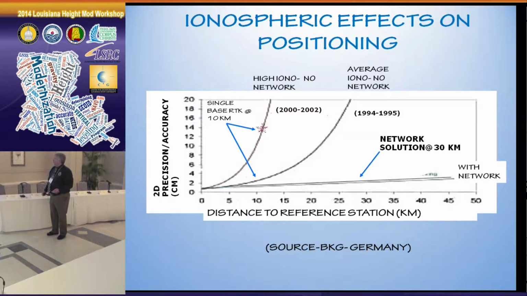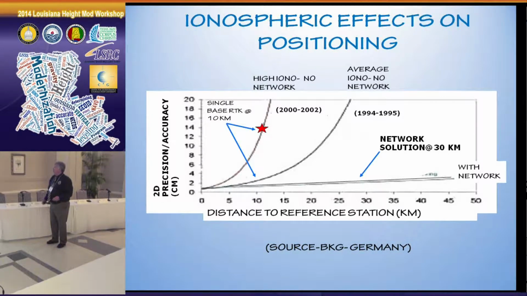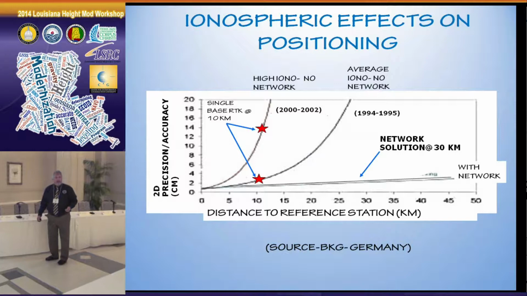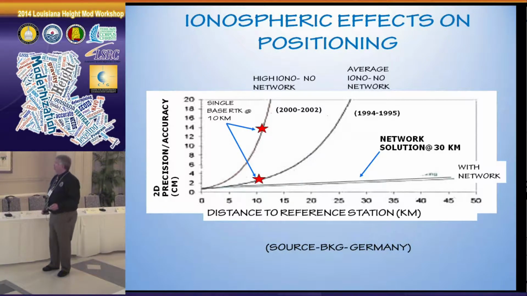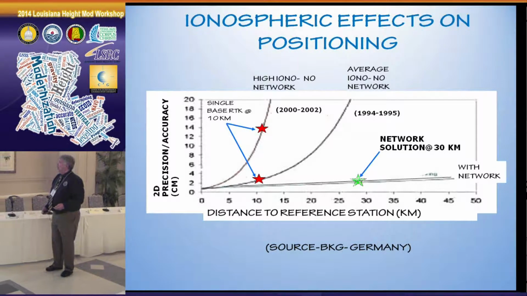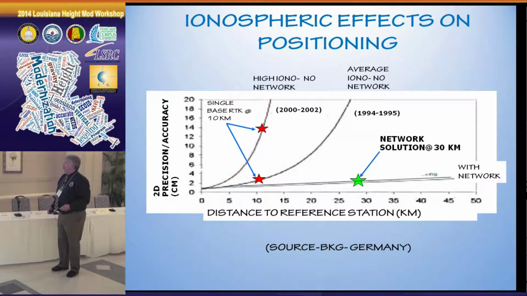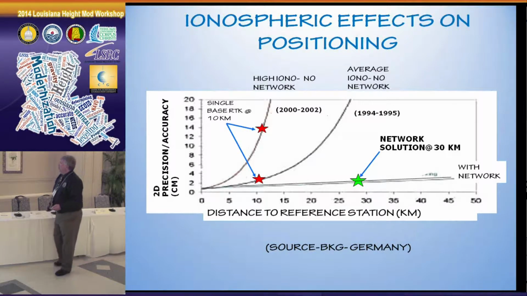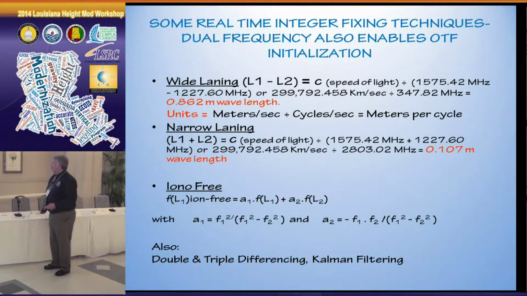The ionospheric error, when you have a period of high activity, can give you up to 14 centimeters of error. In a benign time, it's about 2 centimeters. So you can see it makes a difference what's happening up there. With a network, you can model it, so you can go out to 30 kilometers and get better information than you can with 10 kilometers single base. Another advantage of a real-time network.